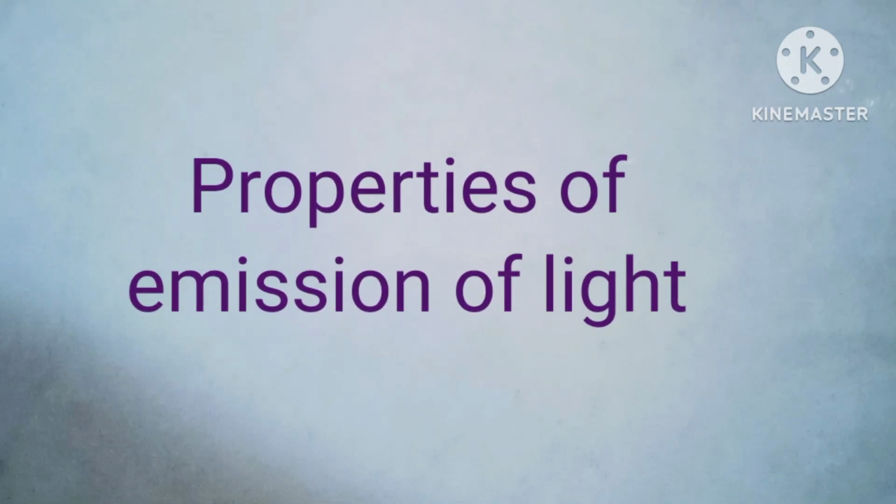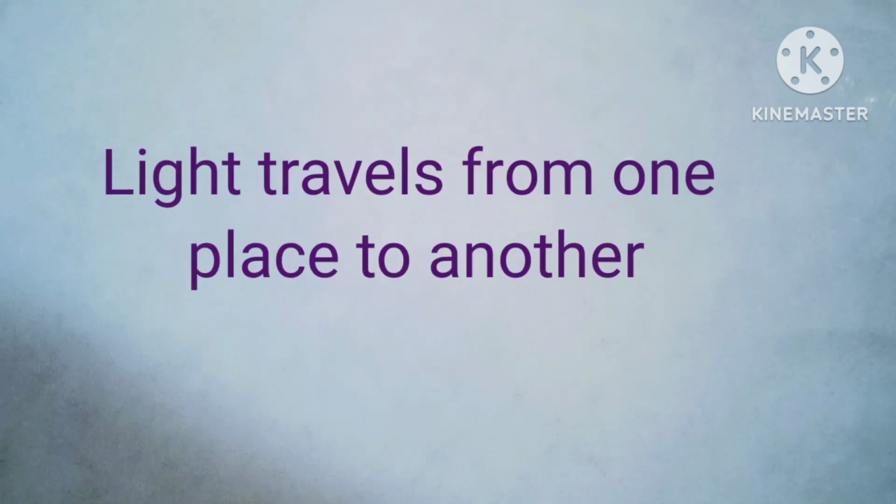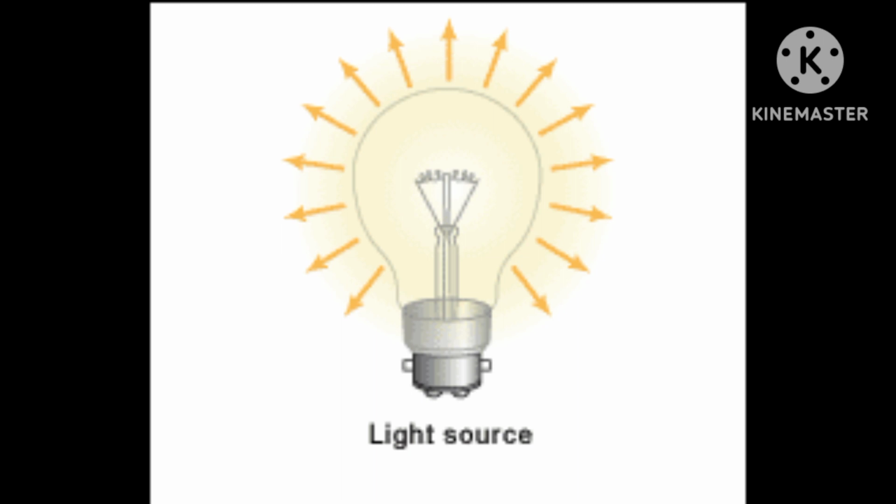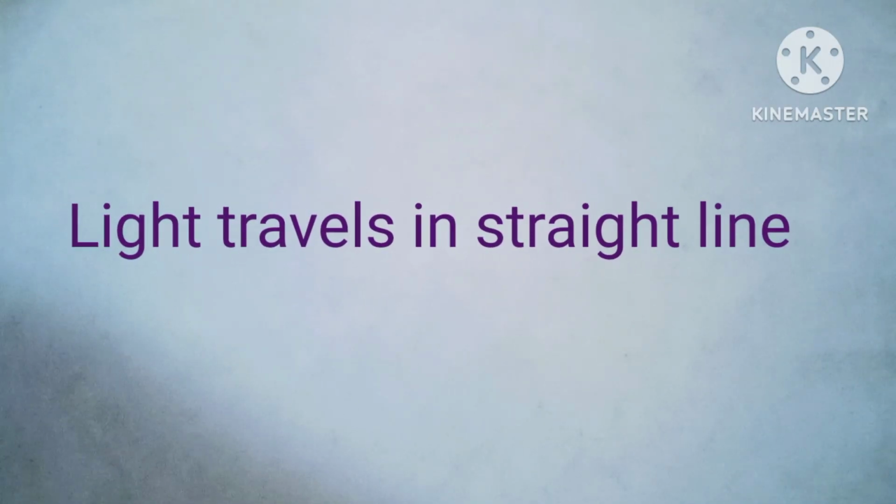The first one is light travels from one place to another. For example, when we switch on the light in a dark room, at once the light emitted by an electrical bulb travels in every direction and brightens the room unless it is restricted by some barriers. Similarly, the light from the sun spreads in all directions and reaches the moon and all other planets in the universe.